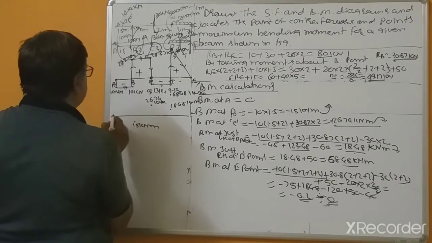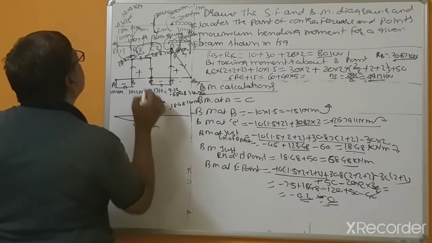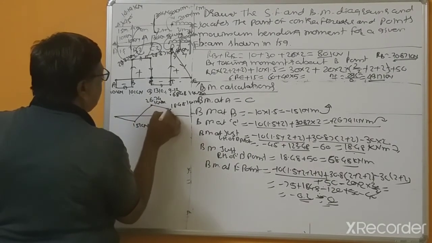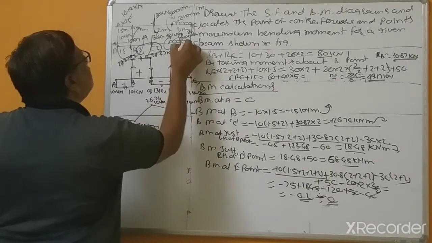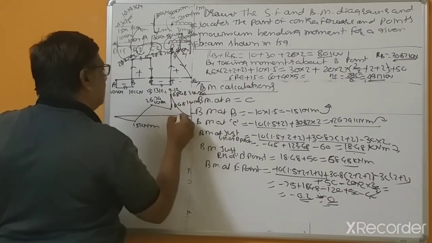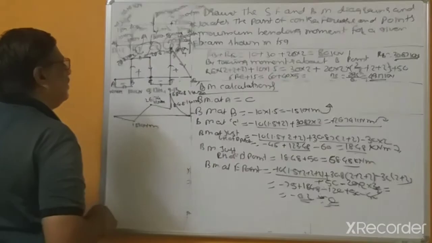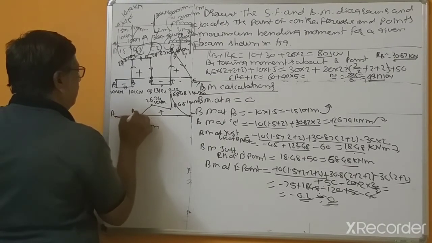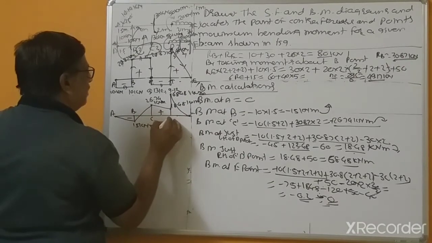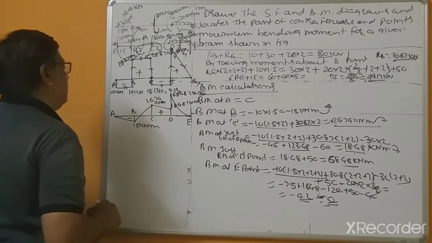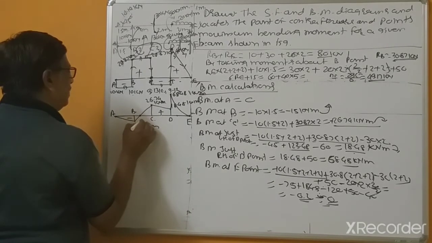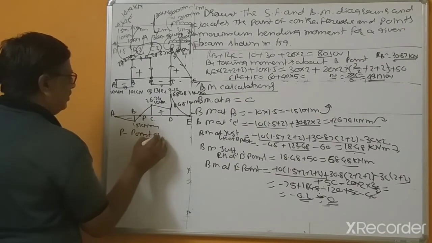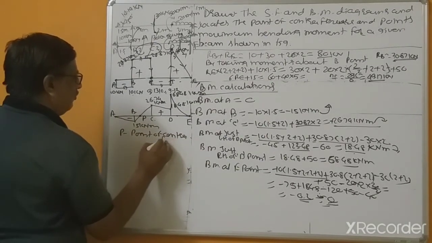So that's why, because this is concentrated, straight line, here also straight line, this is also straight line, but this is uniform distributed load, so this is hogging type of the load. This is positive, A point, B, this is C, this is D, and this is E. So this point P is the point of contraflexure.